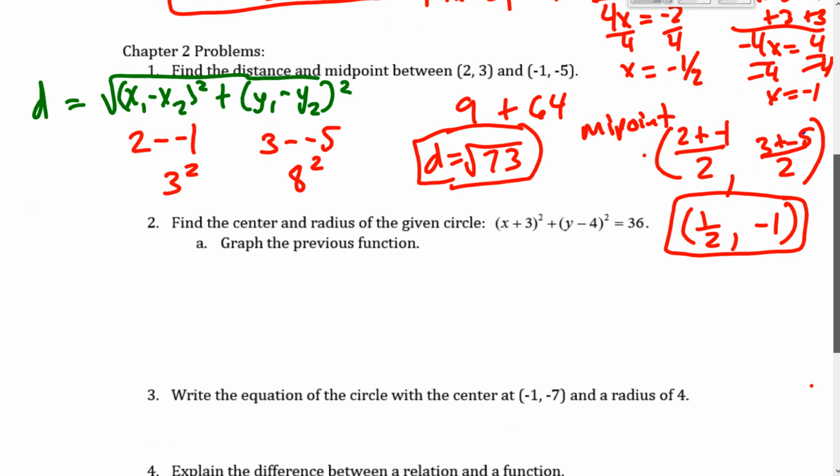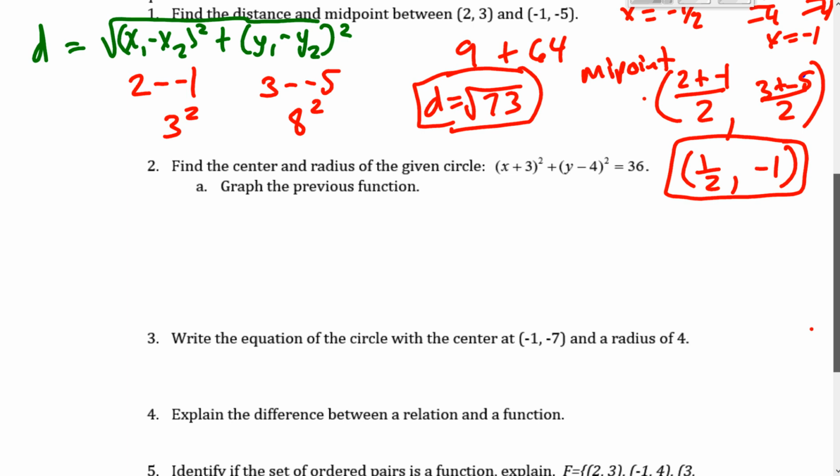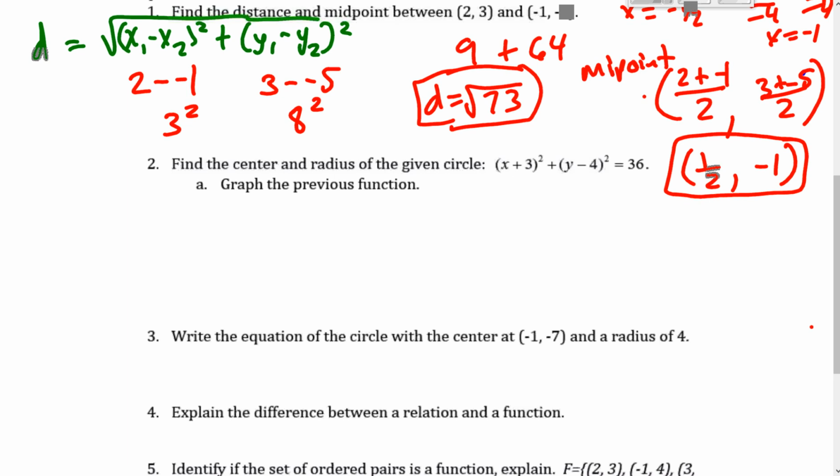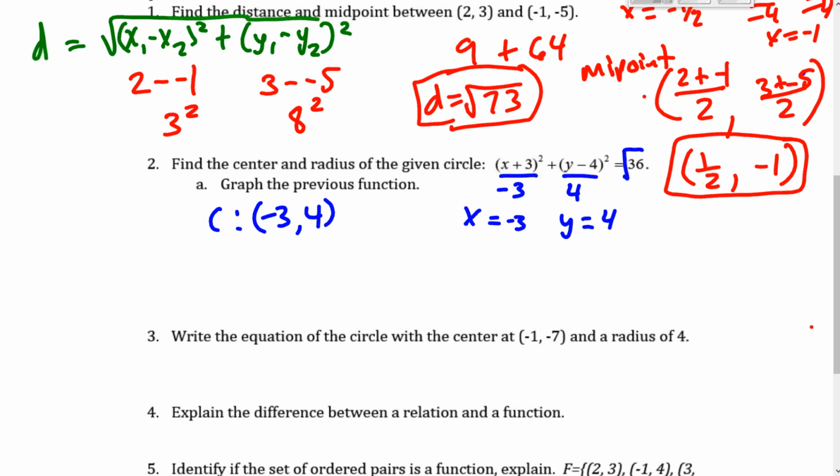Find the center and radius of the given circle. So remember, what makes this 0, that'd be a -3. What makes this 0, +4. So your x is equal to -3, and your y is equal to 4. So your center is -3, 4. And then your radius, you just square root this, so 6.